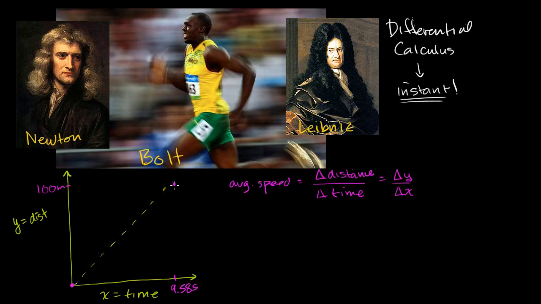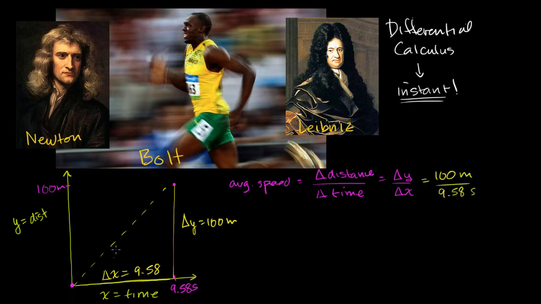The change in distance is this right over here. Change in y is equal to 100 meters. And our change in time is this right over here. So our change in time is equal to 9.58 seconds. We started at 0, we go to 9.58 seconds. Another way to think about it, the rise over the run, you might have heard in your algebra class, is going to be 100 meters over 9.58 seconds. And the slope is essentially just the rate of change, or you could view it as the average rate of change between these 2 points.